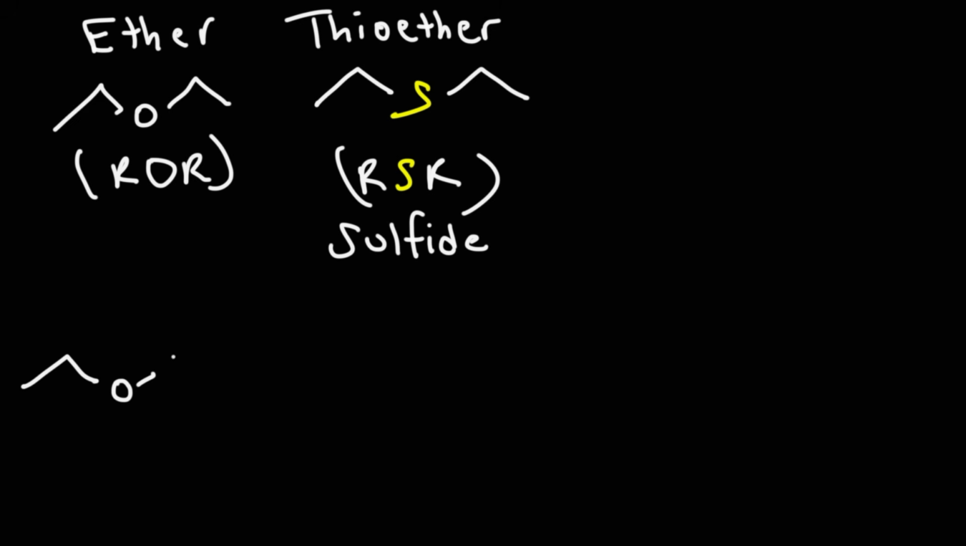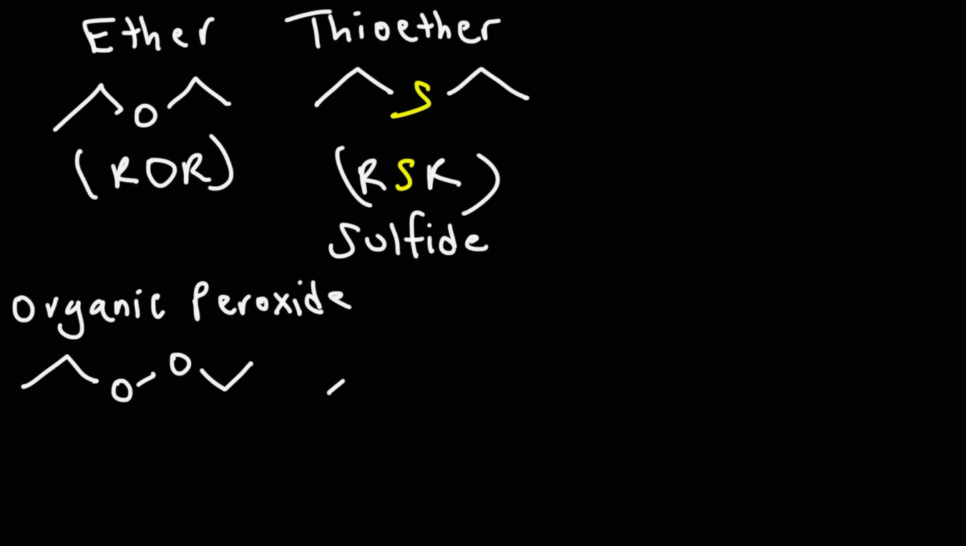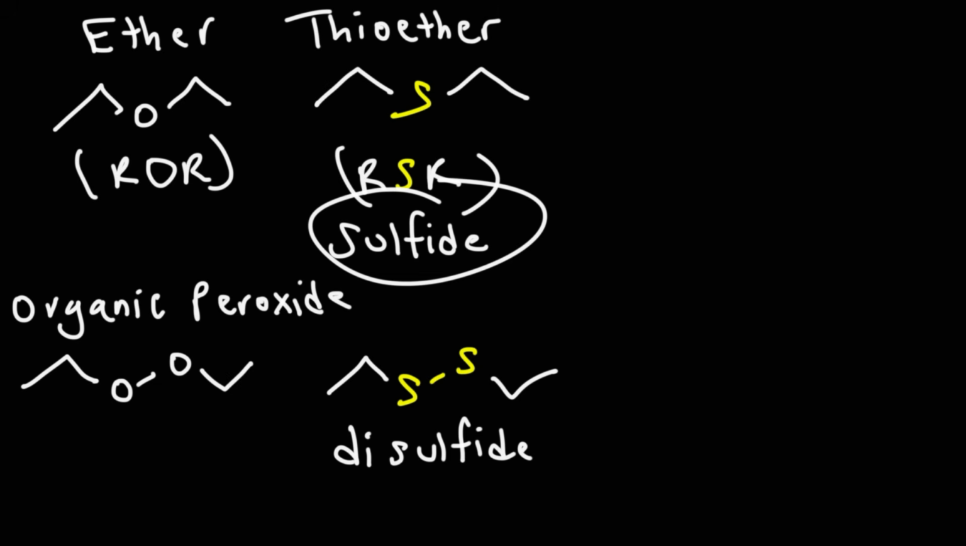Now, what if there are 2 oxygen atoms instead of 1 between the carbon chain? What do we have here? So this is no longer called an ether. It's a completely different class of compounds. This is called an organic peroxide. It's highly reactive. Now, what if we replace the 2 oxygen atoms with 2 sulfur atoms? What do we have now? This is called a disulfide. So if this is a sulfide, this is a disulfide, or an organic disulfide.